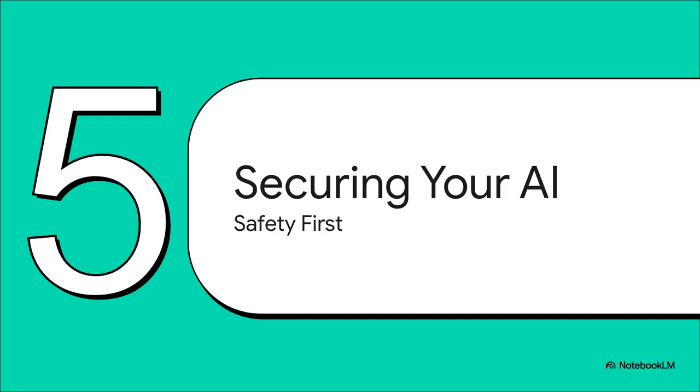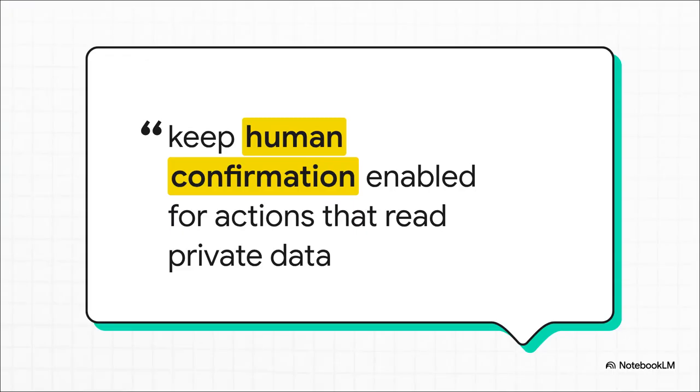Finally, Section 5, securing your superpowered AI. Because we are literally giving our AI hands, we really need to make sure those hands only do what we want them to. You definitely don't want your AI accidentally deleting a production database. The golden rule from the official documentation is this: review requested permissions and always keep human confirmation enabled for anything sensitive. If your AI wants to read private data or change a deployment, it needs to ask you for a simple yes or no first.